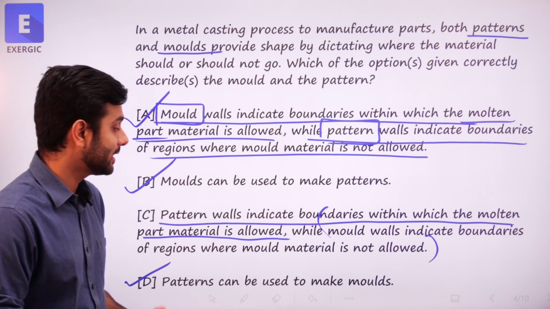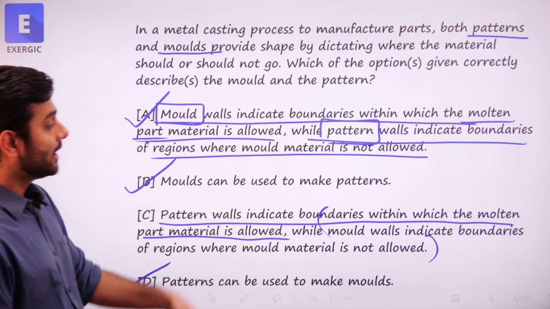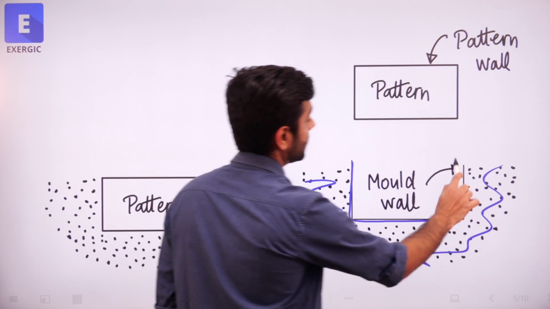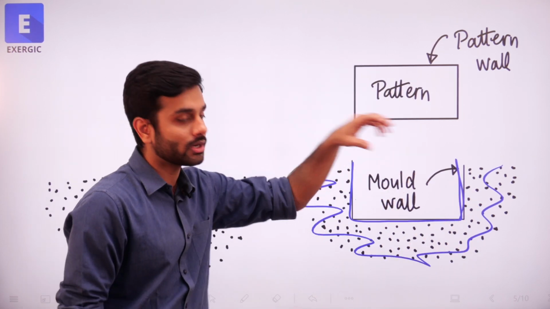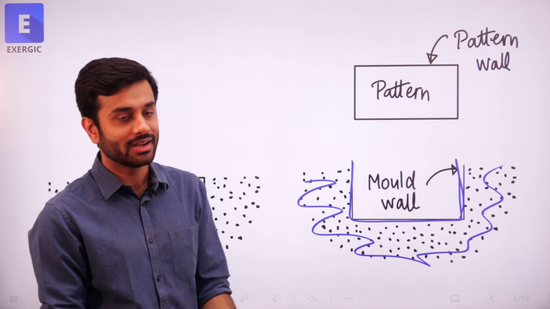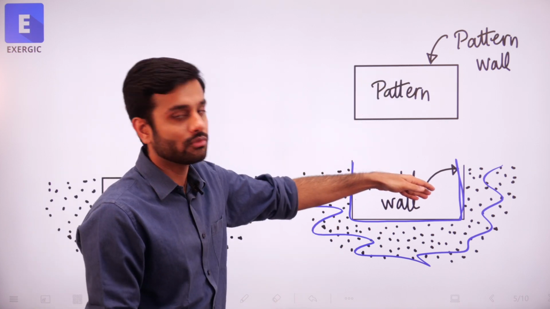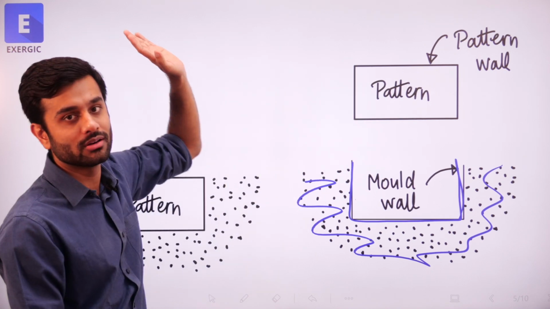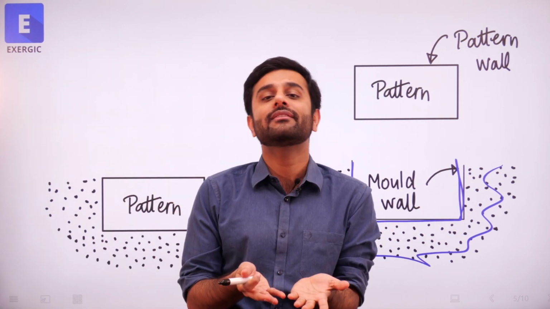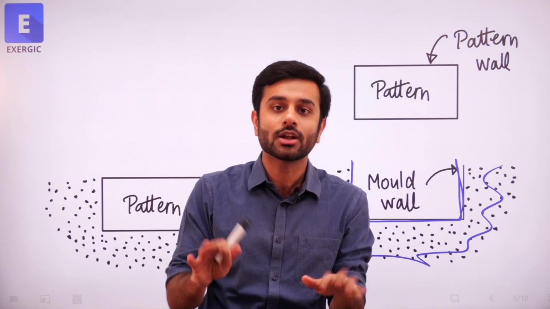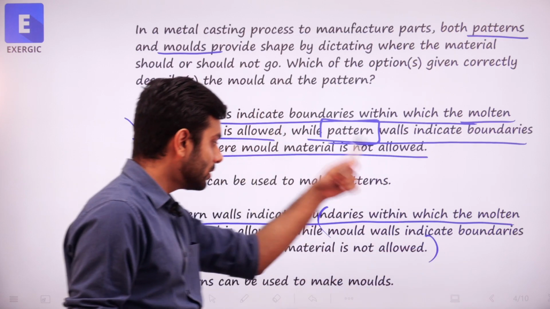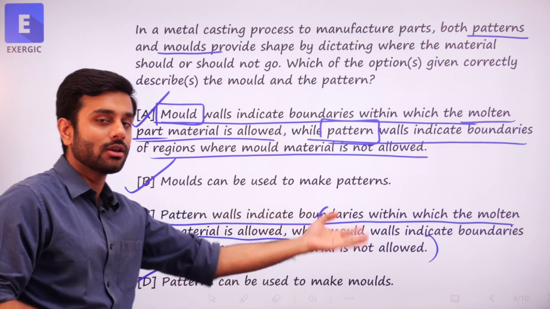Some students are thinking this is correct. They think pattern wall indicates the boundary in which molten material is allowed, because this is the pattern wall in which molten material is going to come. Again I am repeating, this is the pattern wall, this is the mold wall. You cannot define pattern wall when the pattern is gone. When the pattern is gone, there is a mold cavity here, there is no pattern. And that wall is now the mold wall, not the pattern wall. So the first half is conceptually incorrect. The second half is logically incorrect.